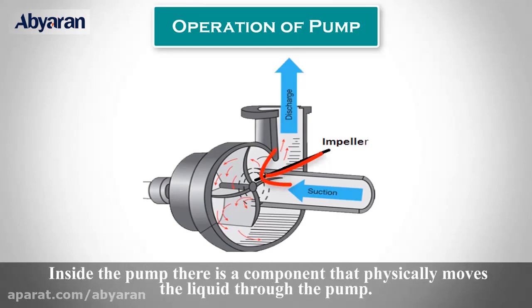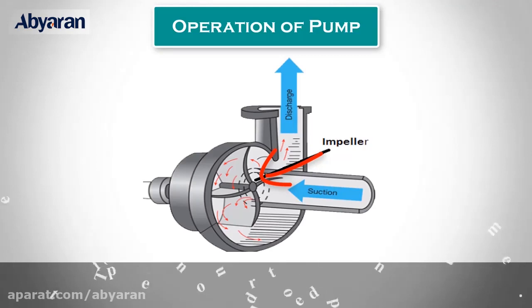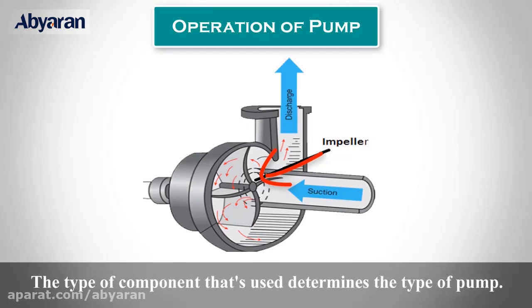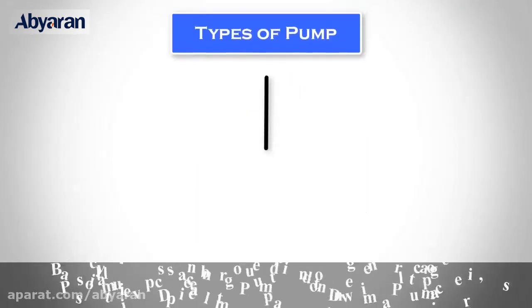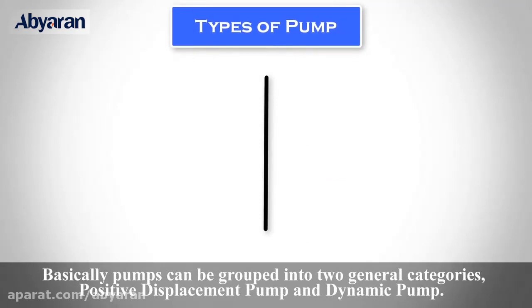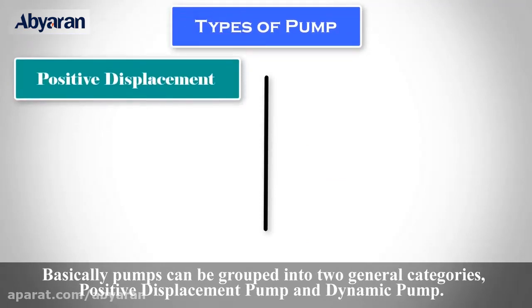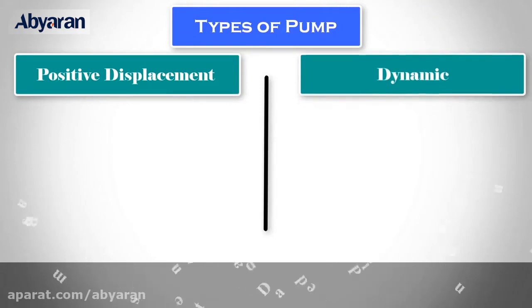Inside the pump, there is a component that physically moves the liquid through the pump. The type of component that's used determines the type of pump. Basically, pumps can be grouped into two general categories: positive displacement pump and dynamic pump.